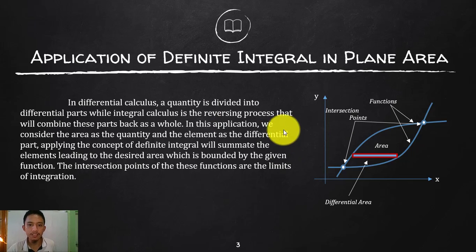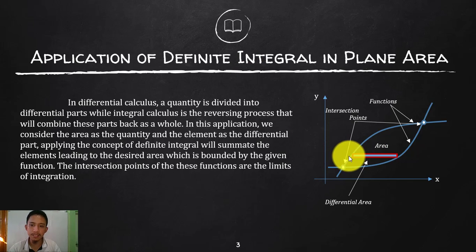In this application we will consider the area as the quantity, and the element as the differential part. Again, area is the quantity, and your differential part is a very small differential area. Applying the concept of definite integral, we will summate the elements leading to the desired area which is bounded by given functions. The intersection points of these functions are the limits of integration. Okay, that is how we will apply your definite integral.